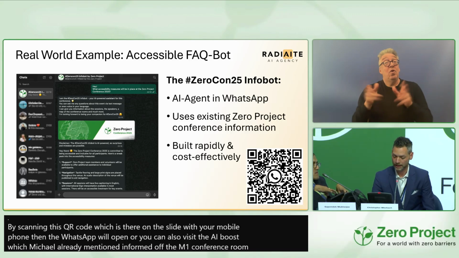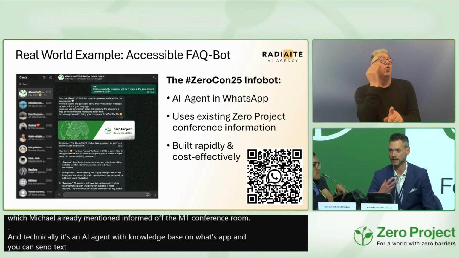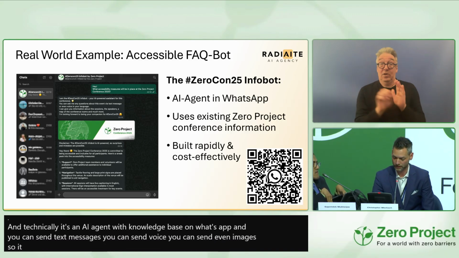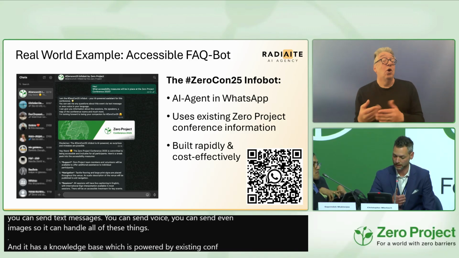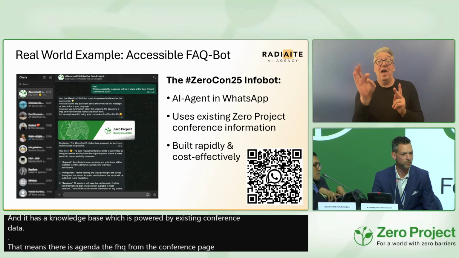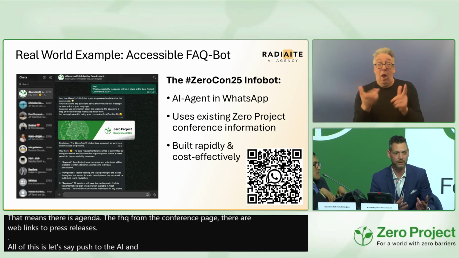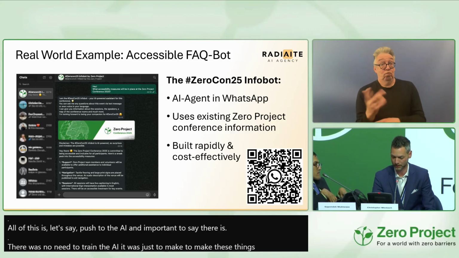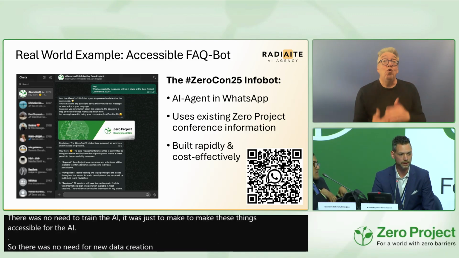And technically, it's an AI agent with a knowledge base on WhatsApp. And you can send text messages, you can send voice, you can send even images. So it can handle all of these things. And it has a knowledge base which is powered by existing conference data. That means there is the agenda, the FAQ from the conference page. There are web links to press releases. All of this is, let's say, pushed to the AI. And important to say there was no need to train the AI. It was just to make these things accessible for the AI. So there was no need for new data creation. We just used what's already there.